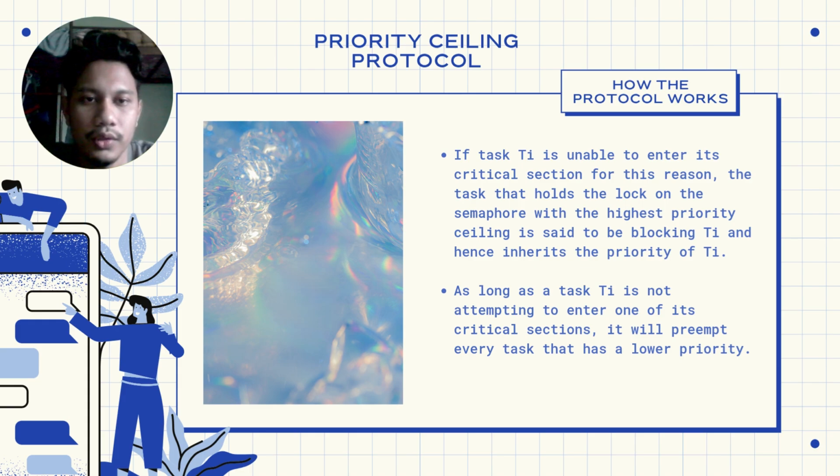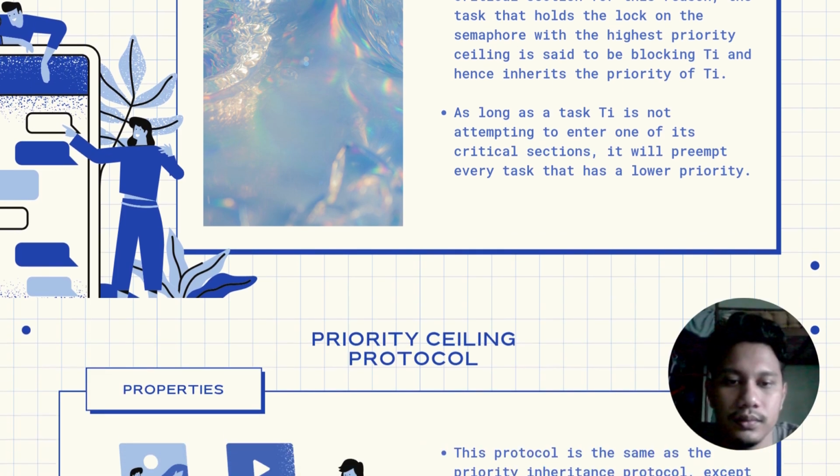How the protocol works. If task Ti is unable to enter its critical section for this reason, the task that holds the lock on the semaphore with the highest priority ceiling is said to be blocking Ti and hence inherits the priority of Ti. As long as a task Ti is not attempting to enter one of its critical sections, it will preempt every task that has a lower priority.